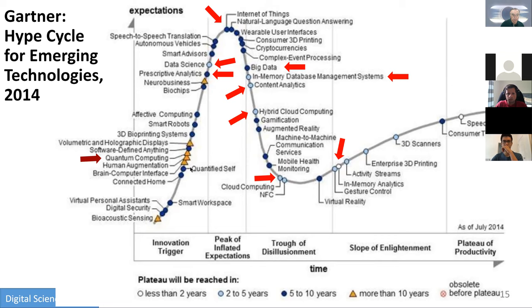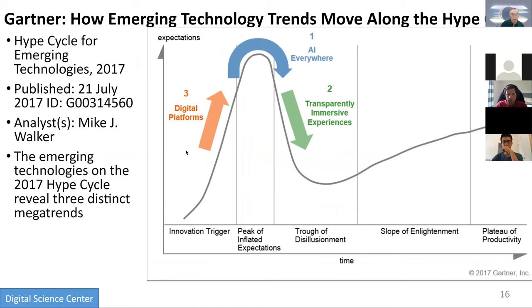Quantum computing appeared on Gartner's list for many years. It was always in the "more than 10 years" category, which is a correct evaluation. The chance of it being useful in the near term is extremely small. So that's 2014. And this slide, actually from 2017, has some important concepts: digital platforms, AI everywhere, and immersive experiences. I'm not convinced immersive experiences are as important as people say. AI everywhere and digital platforms, however, are critically important.